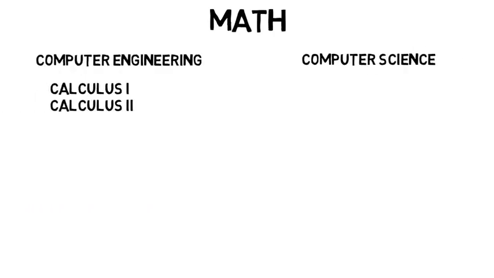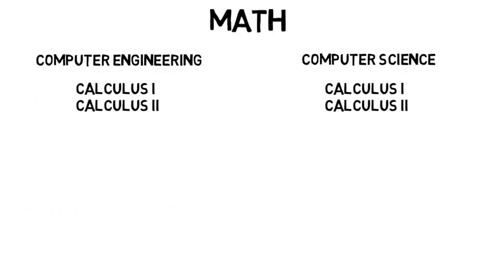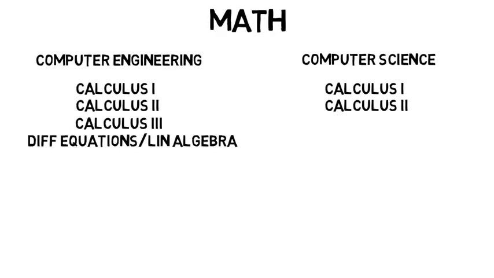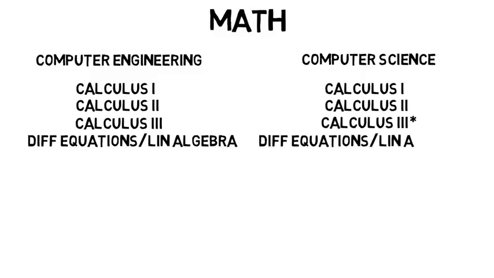Now, when it comes to math, both majors will take Calculus 1 and 2. Computer engineers will also take Calculus 3 and differential equations / linear algebra. Now, I will include those in computer science with an asterisk. The asterisk means that many schools will require these classes for computer scientists, but some won't. I've seen some where you can replace, especially Calc 3, with something else. They will take linear algebra, but with the differential equations it is also dependent on the school.